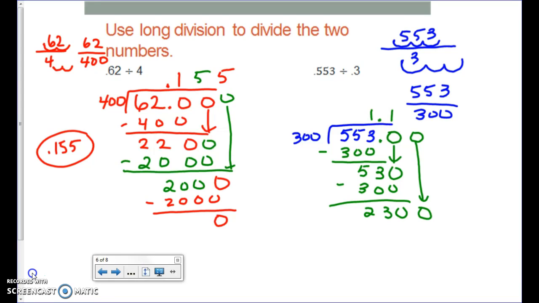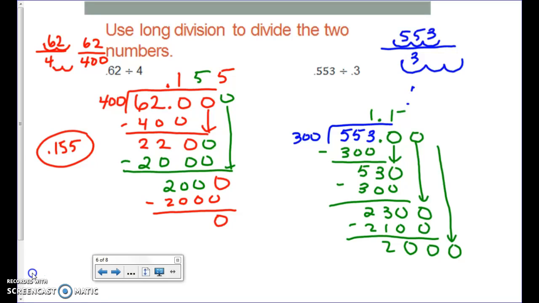300 goes into 2300 7 times, because I know 3 goes into 23 7 times. I'm going to put a 7 there. And I'm going to bring down my next 0. And I know 3 goes into 20 6 times. So 6 will be my next number. And I'm going to subtract 1800, leaving me with 200. I'm bringing down another 0, and what you're going to see is I'm going to keep getting 2000 over and over. So I'm going to keep having to put 6 a lot of times.